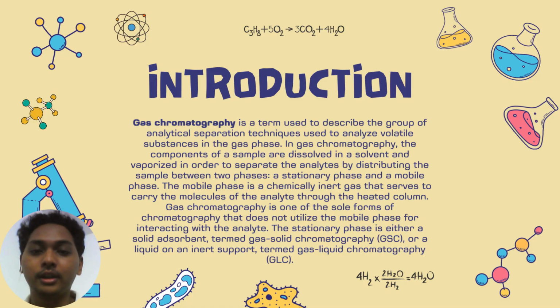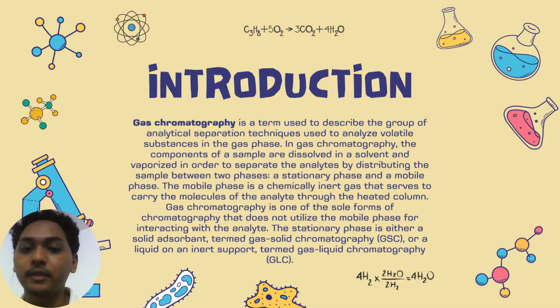GC, or gas chromatography, is basically a term to describe the group of analytical separation techniques used to analyze volatile substances in the gas phase. In gas chromatography, the components of the sample are dissolved in a solvent and vaporized in order to separate the analytes by distributing the sample between two phases, a stationary phase and a mobile phase.